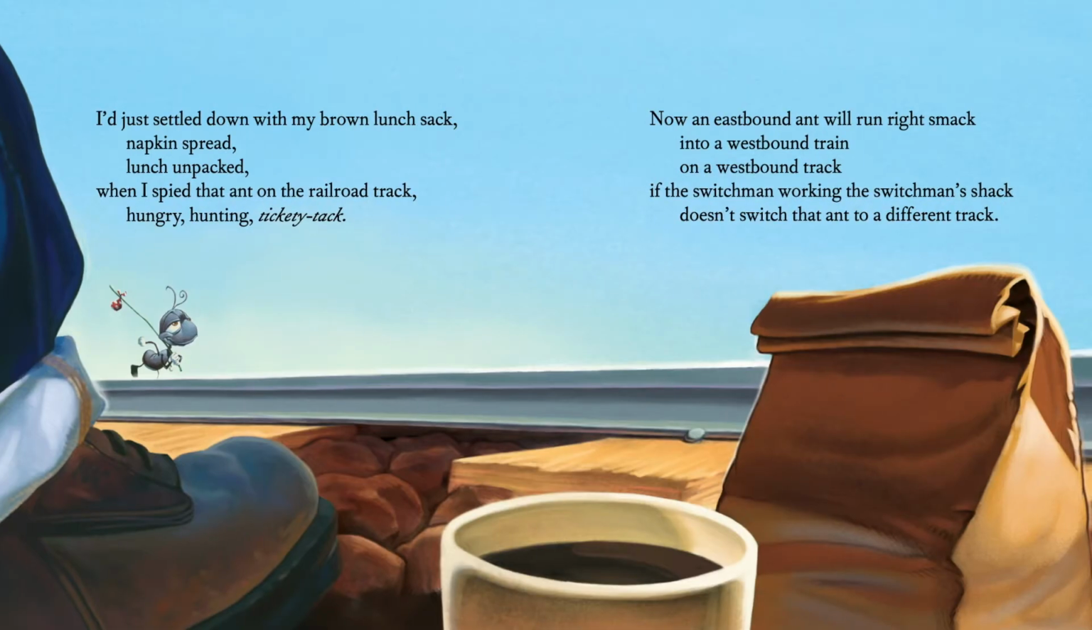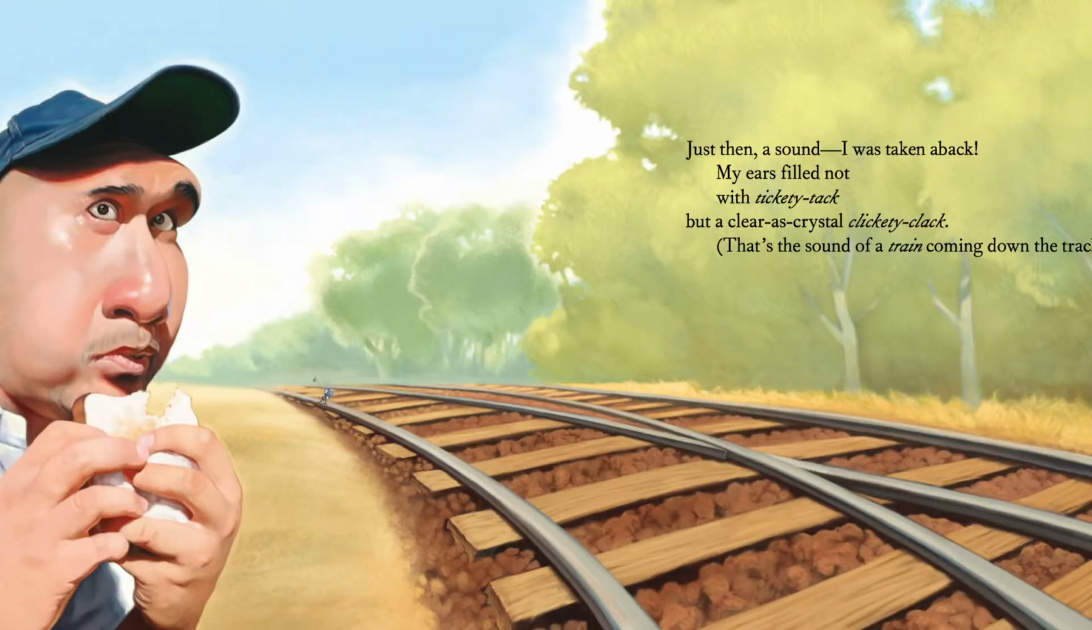I just settled down with my brown lunch sack, napkins spread, and my lunch unpacked, when I spied an ant on a railroad track, hungry, hunting, tickety-tack. Now, an eastbound ant will run right smack into a westbound train on a westbound track if the switchman working the switchman's shack doesn't switch that ant to a different track. Just then a sound, I was taken aback, my ears filled not with the tickety-tack, but a clear as crystal clickety-clack. That's the sound of the train coming down the track.